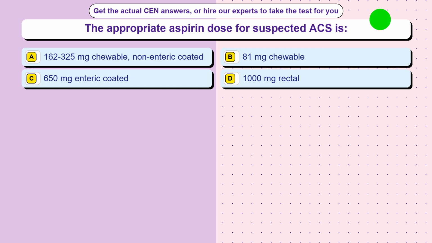Question 37. The appropriate aspirin dose for suspected ACS is: Option A, 162 to 325 mg chewable, non-enteric coated. Option B, 81 mg chewable. Option C, 650 mg enteric coated. Option D, 1000 mg rectal.